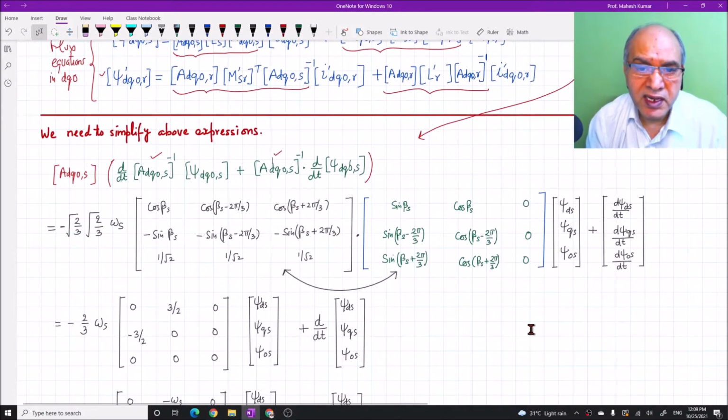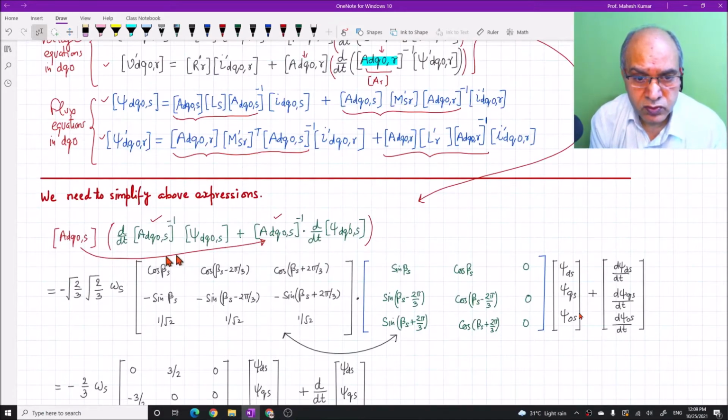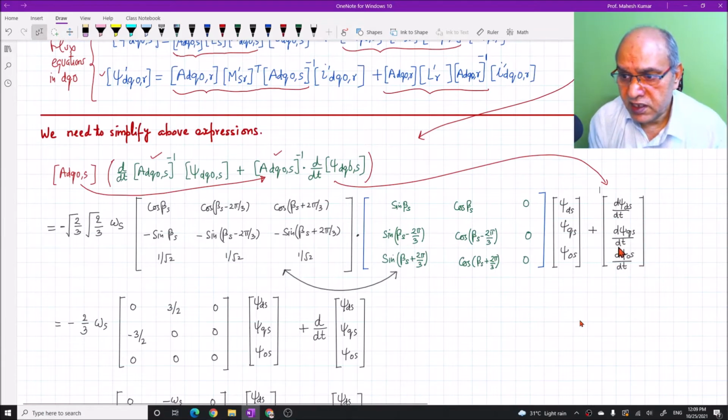Now we will simply substitute the value of these matrices and simplify. So let us take the terms one by one. This term into this term becomes an identity matrix I, and I into this becomes simply the same flux linkages. So this term contributes here. It becomes d psi_ds by dt, d psi_qs by dt, and d psi_0s by dt.